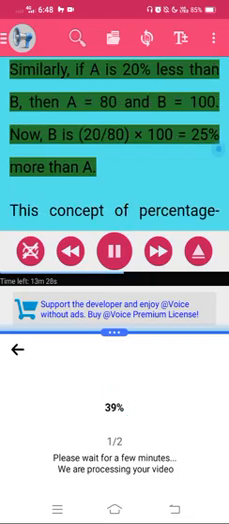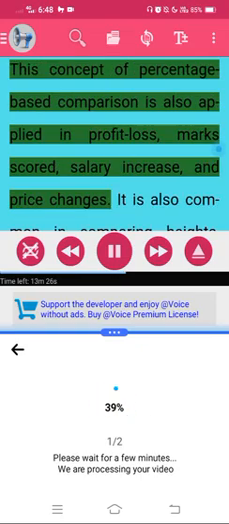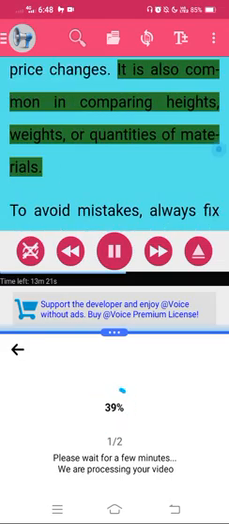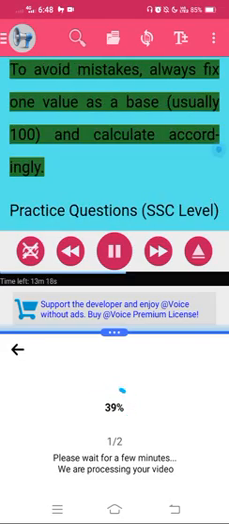It is 20% less. Similarly, if A is 20% less than B, then A equals 80 and B equals 100. Now, B is 20/80 times 100 equals 25% more than A. This concept of percentage-based comparison is also applied in profit loss, marks scored, salary increase, and price changes. It is also common in comparing heights, weights, or quantities of materials. To avoid mistakes, always fix one value as a base, usually 100, and calculate accordingly.